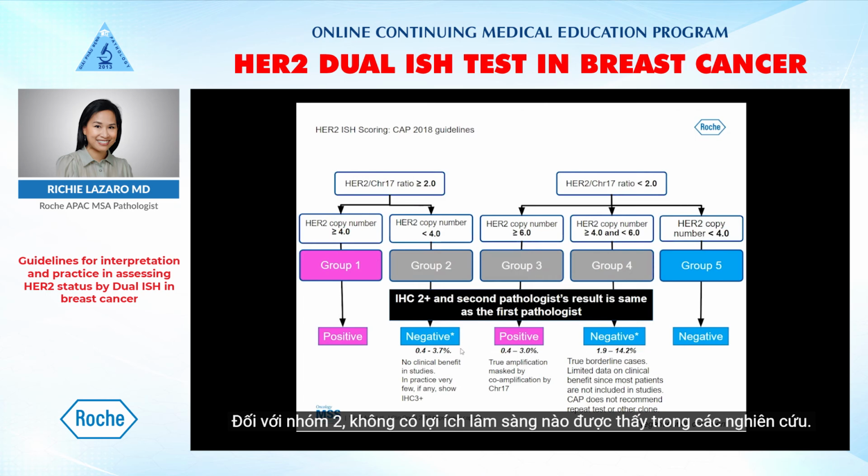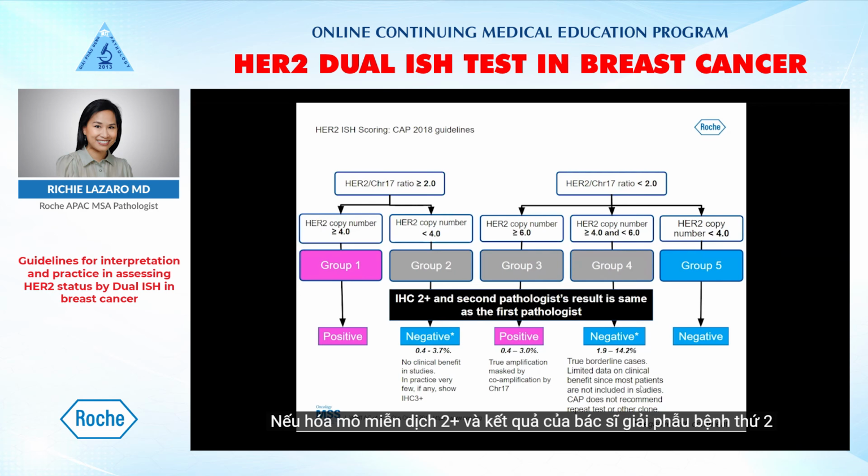For group 2, no clinical benefit was seen in studies. For group 3, the HER2 amplification is masked by co-amplification of chromosome 17. Group 4 comprises the true borderline cases, although this group shows limited data on clinical benefit.